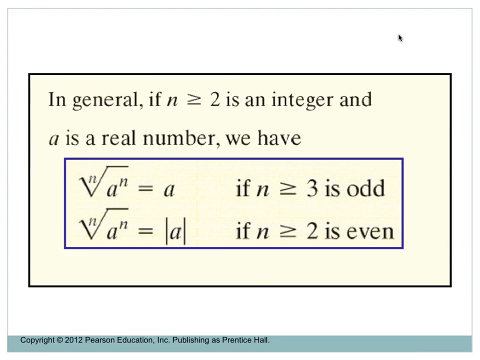So in general, if n is greater than or equal to 2 and an integer, and a is a real number, we have the nth root of a to the n is equal to a if n is greater than or equal to 3 and odd. And we have the nth root of a to the n equals the absolute value of a if n is greater than or equal to 2 and is even. So these are the rules that we just used, but this is the actual rule written out for you. Basically, what you need to keep in mind is that the exponent and the root basically cancel one another out.